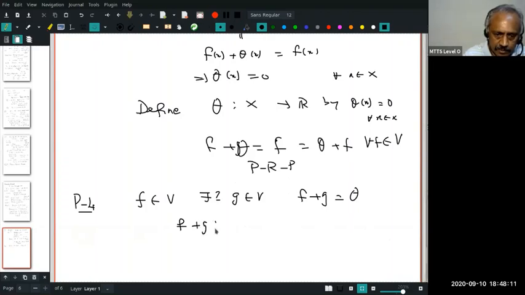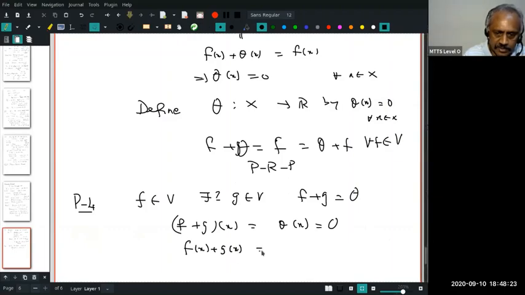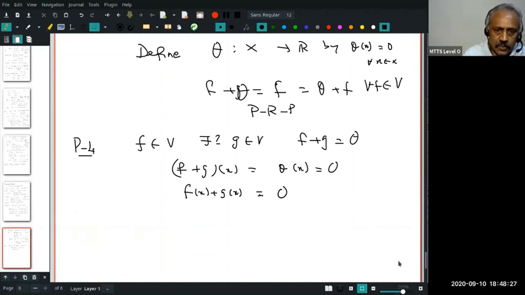If and only if f plus g at x is equal to theta at x. What is theta at x? It is 0. What is f plus g at x? It is fx plus gx. So what do I want? fx plus gx, this real number, must be the real number 0. What is unknown? g is unknown, so gx is unknown. fx is known. Therefore, what do I conclude? gx must be the real number minus fx. This is the additive inverse of the real number fx.